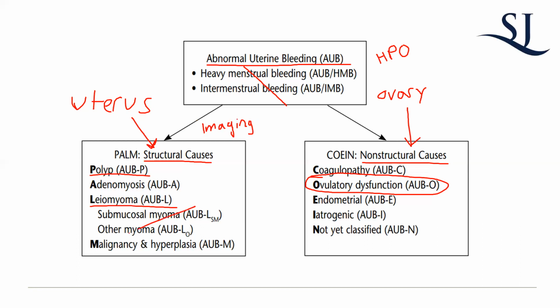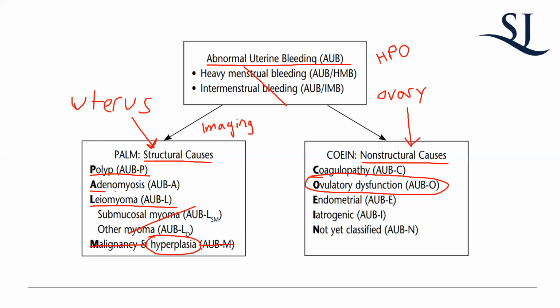These can be subdivided, but this terminology is not commonly used in medical practice, the AUB-L, SM, or whatever. Leiomyoma, AUB-L is what's used. Endometrial hyperplasia is a structural cause of abnormal uterine bleeding, but I can't say that I've ever seen this AUB-M term used.